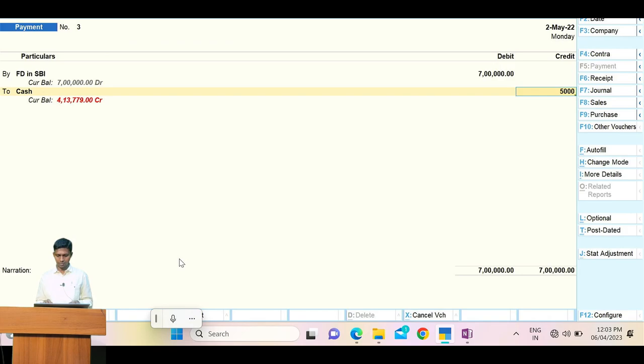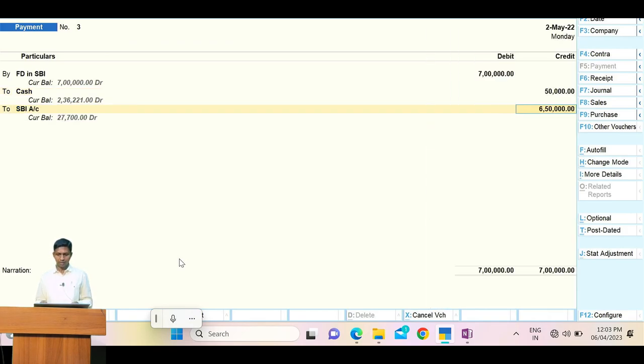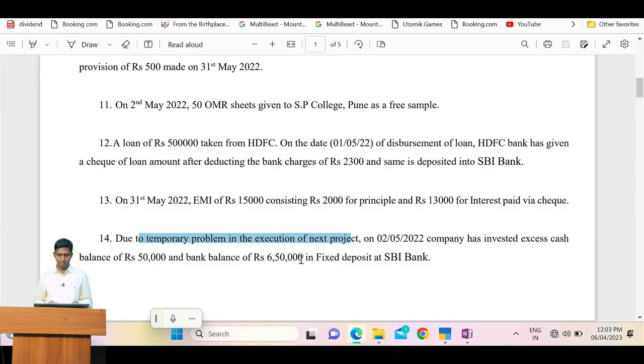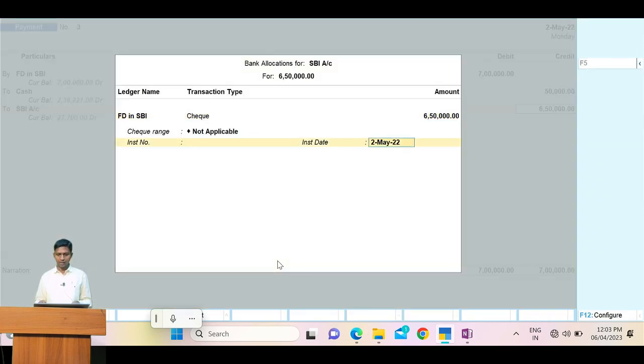Say 50,000. And then after that, bank. From bank you are transferring. From SBI you are transferring. Yours is SBI. Therefore, from SBI you are transferring 6 lakhs 50,000, 6 lakhs 50,000 rupees. Enter.